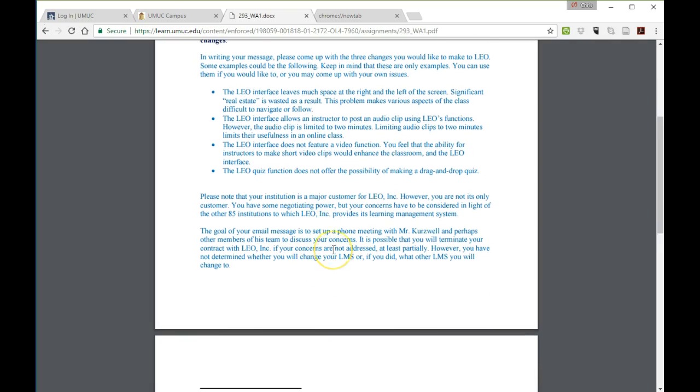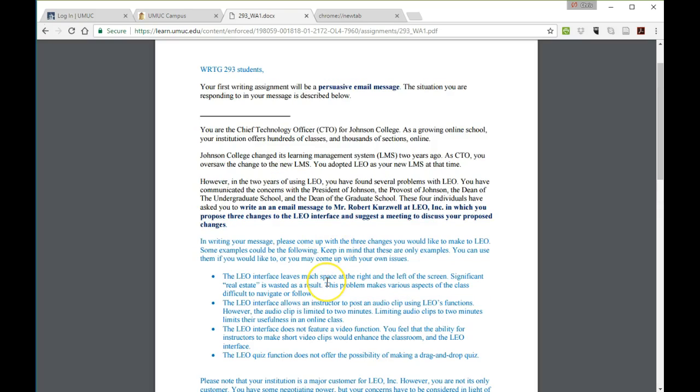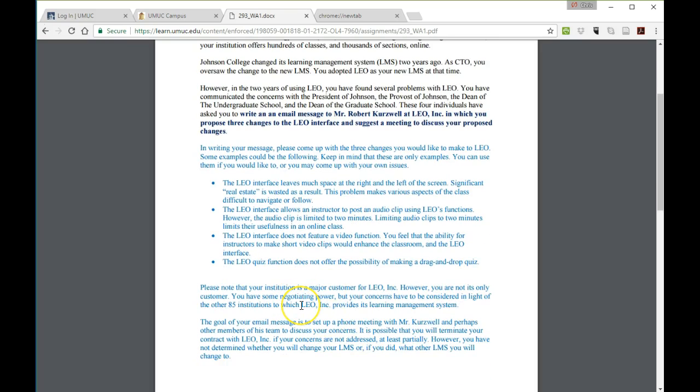These are some other things that you might want to write about. You definitely want to write the letter as you representing the college. It's not just you yourself, the person who has the problem with Leo. It's a college wide decision, and it's by the president of Johnson, the provost, the dean. They've all agreed and asked you to submit the email to Leo to try to identify ways to improve Leo and come up with the necessary changes.